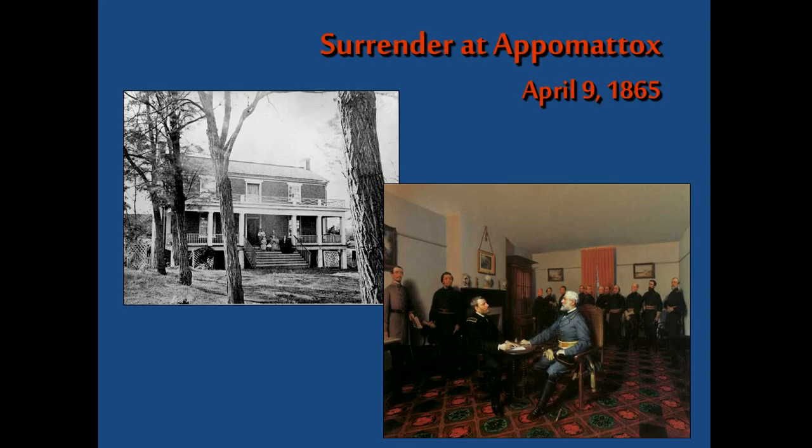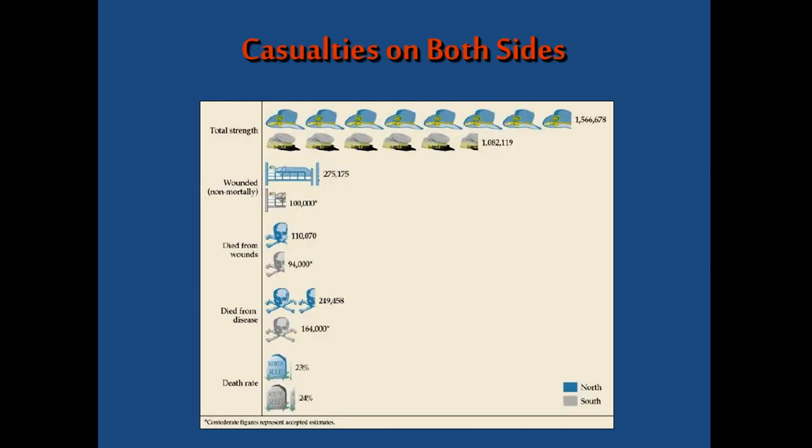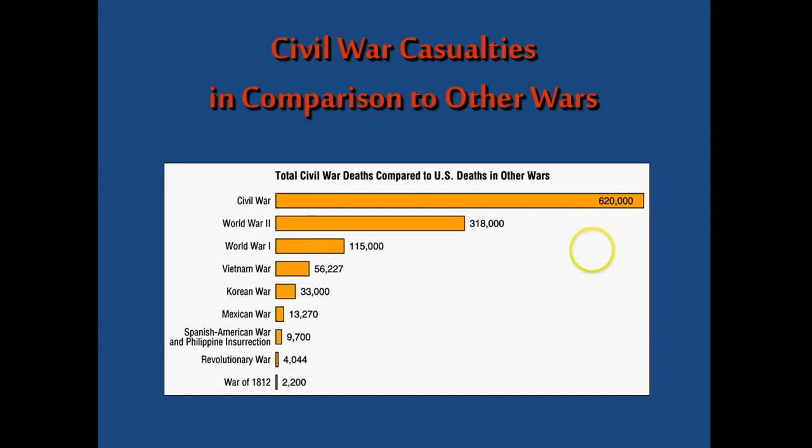As a result, the South surrenders at Appomattox Courthouse on April 9, 1865, ending the worst war the United States has ever fought in. Let me skip ahead to the next graph to show you the sheer amount of death. This is the most destructive war America has ever fought in.